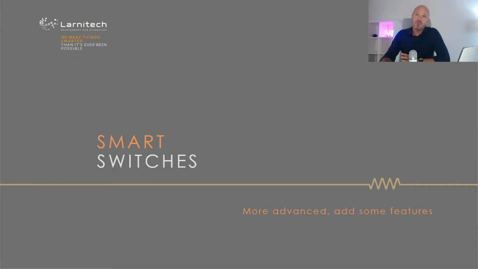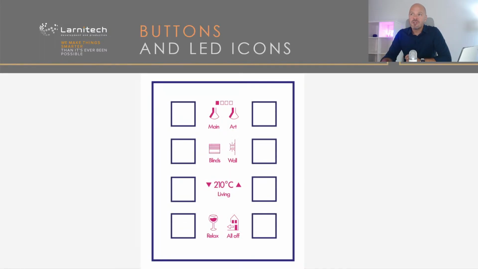Smart switches we have when client has more money, and sometimes when we want to have a daisy chain connection instead of star connection, which we need for a typical normal switch. So smart switches usually include the same buttons and the same LED icons as low voltage switches. Sometimes they include sensors inside, like temperature sensors or maybe humidity sensors.